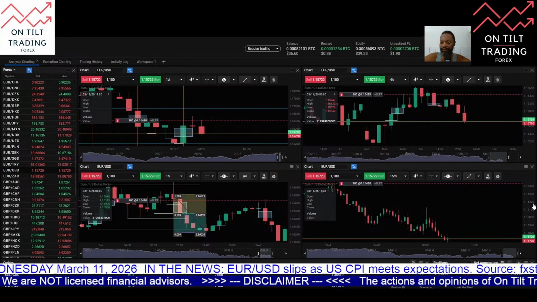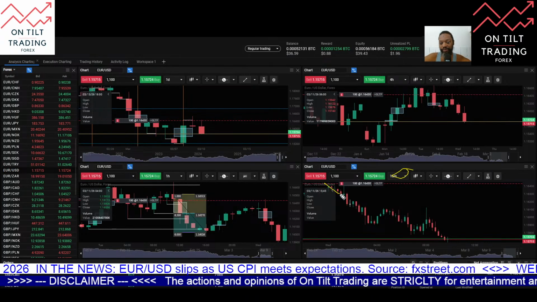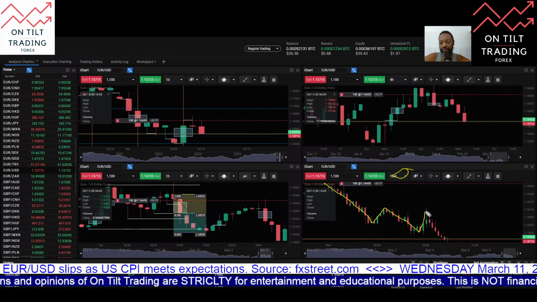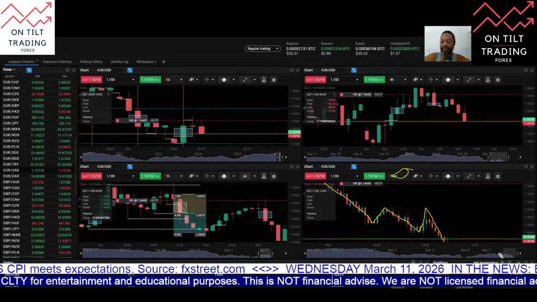And then you can see here on the 15-minute, this price action this morning, sell side delivery, lower high, lower low, lower high maybe, yeah, and now lower low.